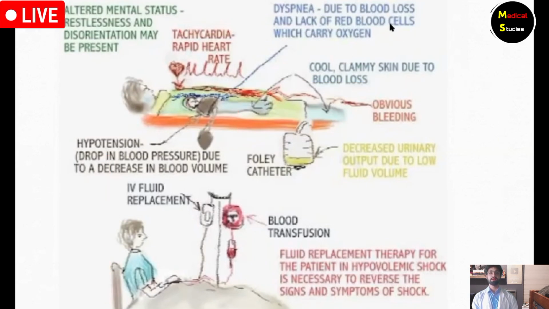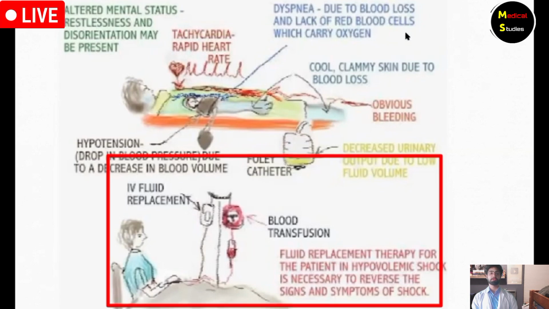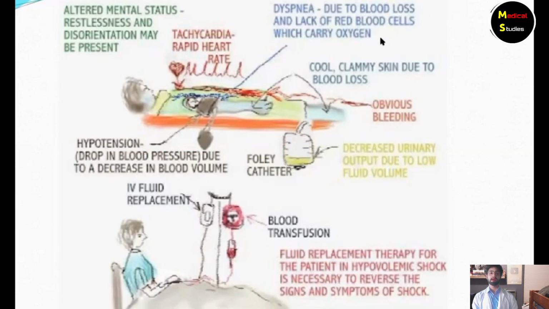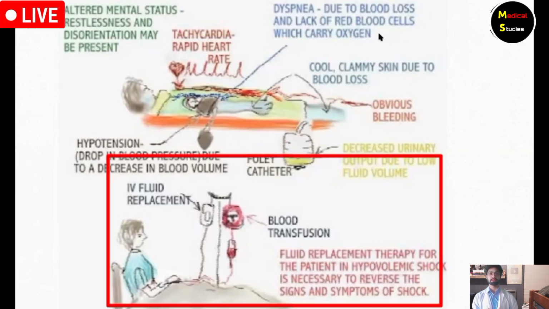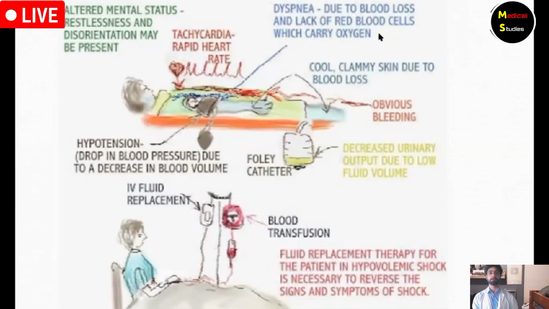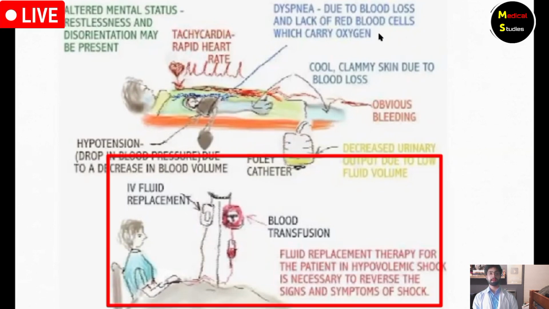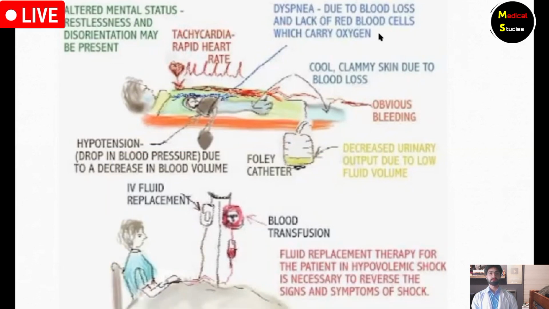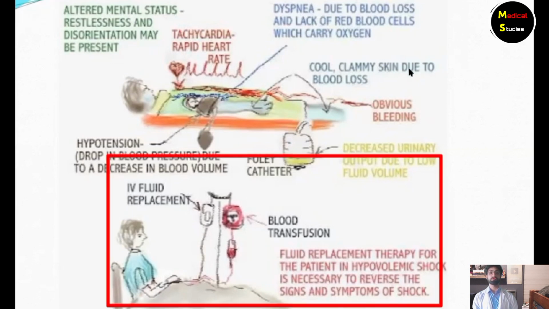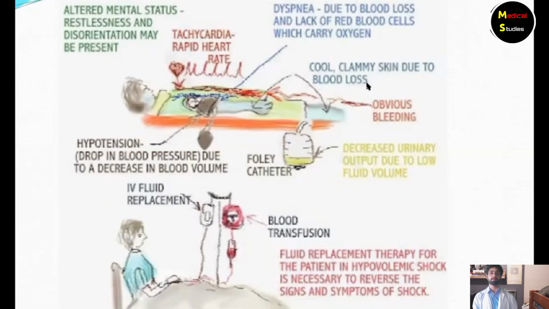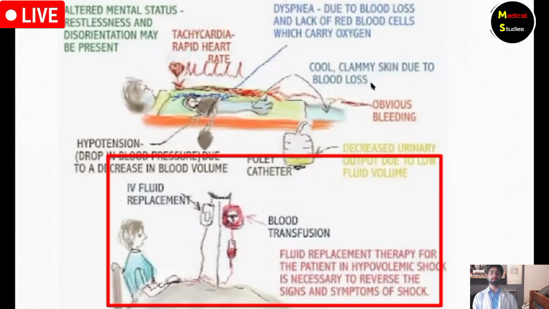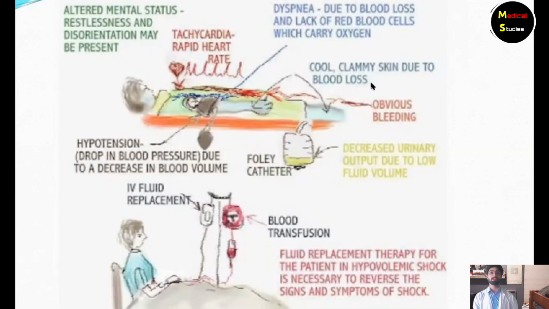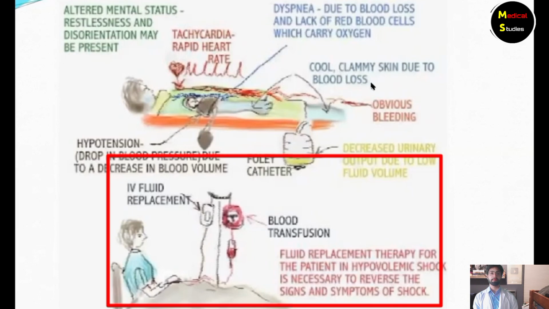One is IV fluid replacement, as you can see in the picture. This is crystalloid in the beginning, like normal saline or lactated Ringer's, and if they do not reverse all the hemodynamic signs, then blood transfusion is done. Blood transfusion is very necessary in a case of hemorrhage, because there is a lot of bleeding and blood loss from the patient's body. To recover this blood, you do the blood transfusion.